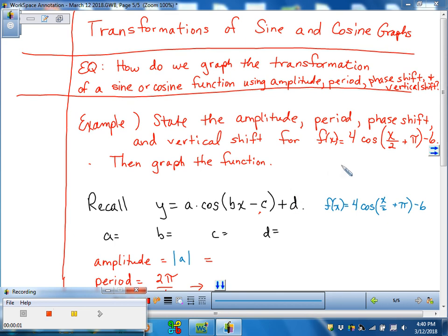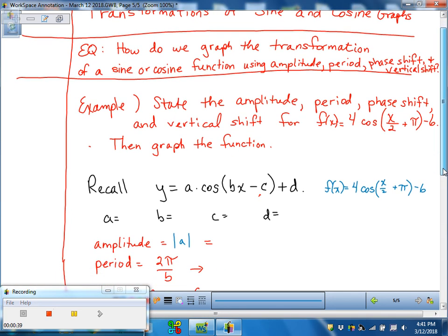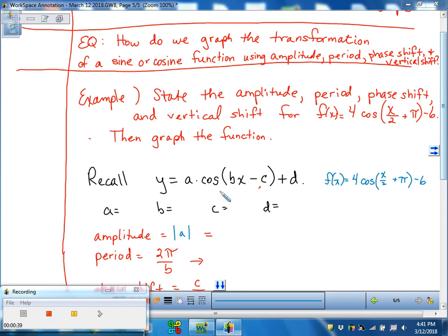We want to state the amplitude, period, phase shift, and vertical shift for f(x) = 4 cos(x/2 + π) − 6. And then once we've done that, we want to graph the function. So the first thing I want you to recall from the notes that you took previously is that we have this general form of our equation: y = a cos(bx − c) + d. And the first thing we want to do is to label all of our parts.